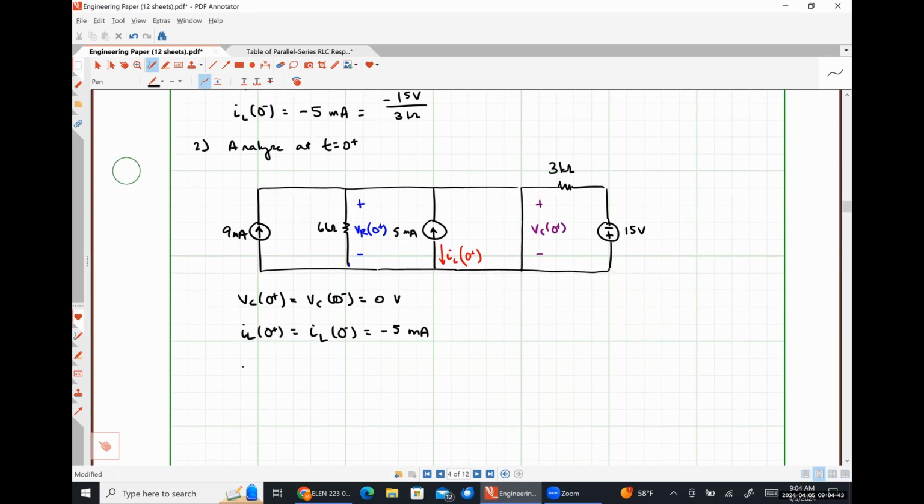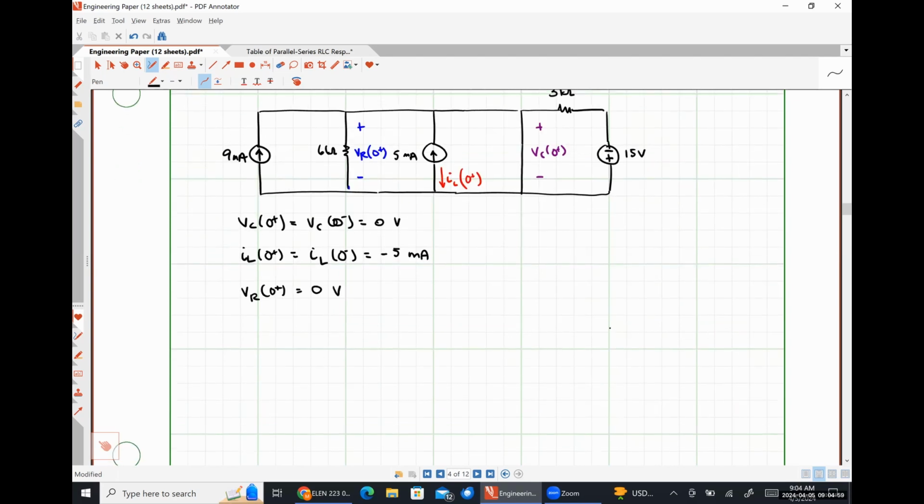The other thing that we might need to be keeping track of is VR at 0 plus. What's that going to be? 0, because it's in parallel with the short circuit. Absolutely. Now we're going to analyze things at t equals infinity.